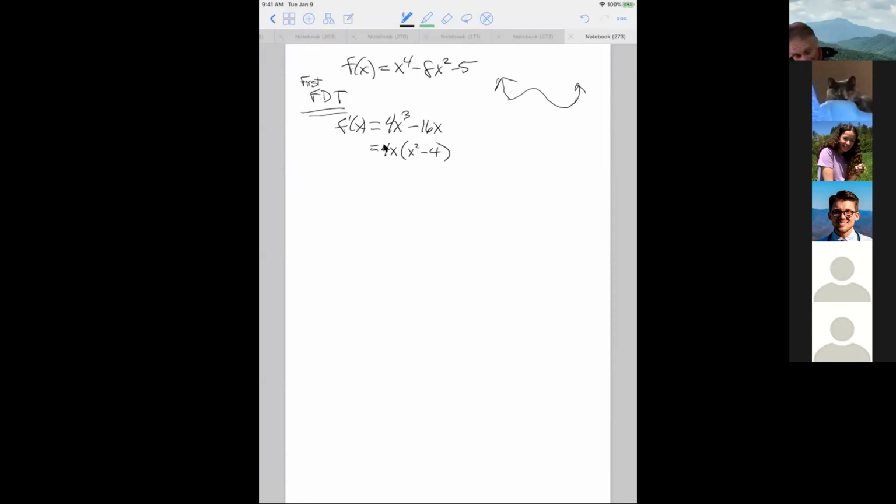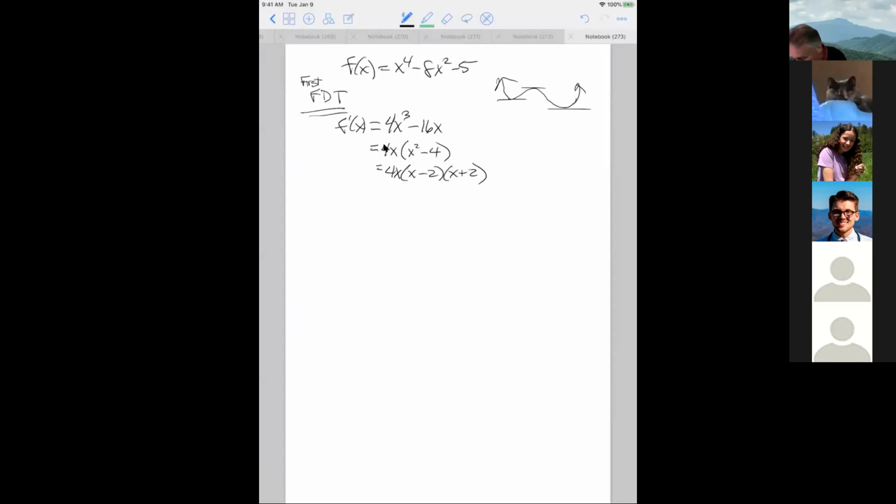Okay, so now we can factor this one more step, can't we? We got a difference of 2 squares. So what we've got here is 4x, x minus 2, and x plus 2. So look, we got 3 factors on this thing. So there's 3 places where the first derivative can be equal to 0. Does that match our graph? Yeah. We're at 0 here, here, and here.